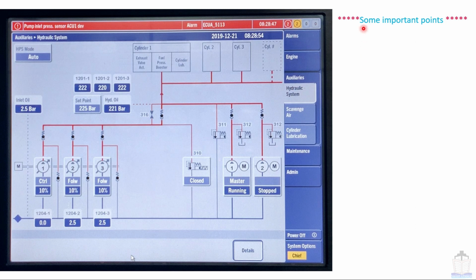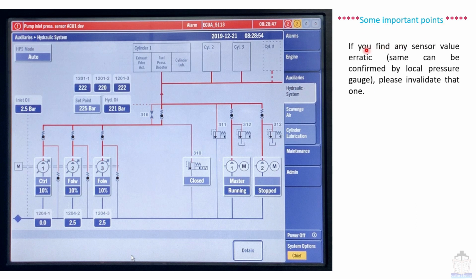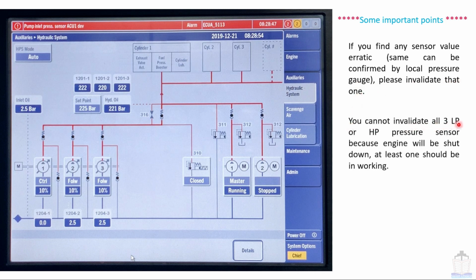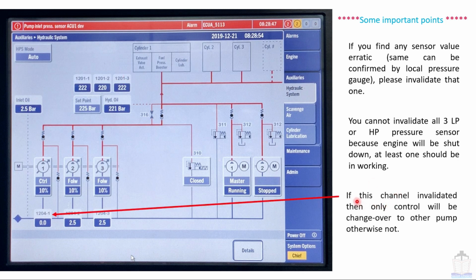Here we are going to discuss some important points. If you find any sensor value erratic, the same can be confirmed by the local pressure gauge. Please invalidate that one. You cannot invalidate all 3 LP or HP pressure sensors because the engine will be shut down. At least one should be working. That means all these 3 and all these 3 cannot be invalidated. At least one channel from here and one channel from here must be in working condition. Okay. If this channel is invalidated, then only control will be changed over to the other pump, otherwise not.